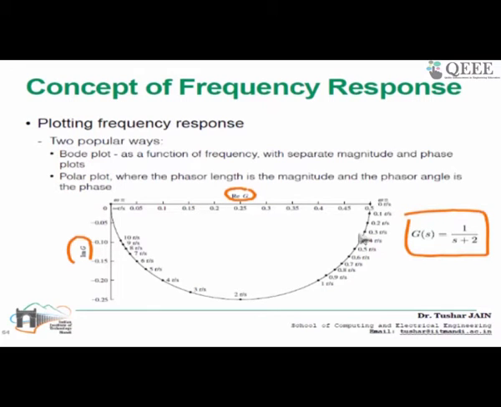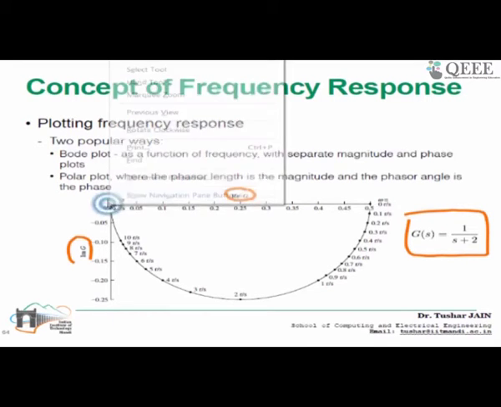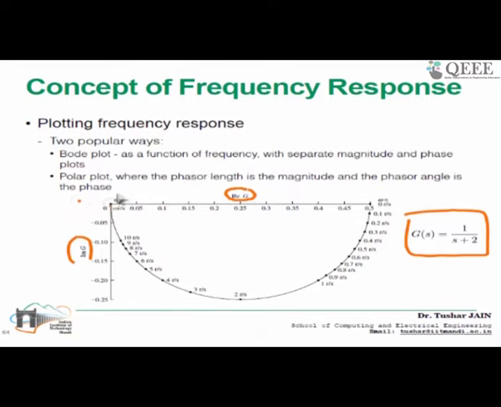Okay, for omega equal to 0 we plot until we get omega equal to infinity. Suppose I'm at this position, I draw a phasor. In this phasor, both the information about the magnitude response and the phase response is inherited. The magnitude of this phasor will give you the magnitude response, and the angle will basically give you the phase response.